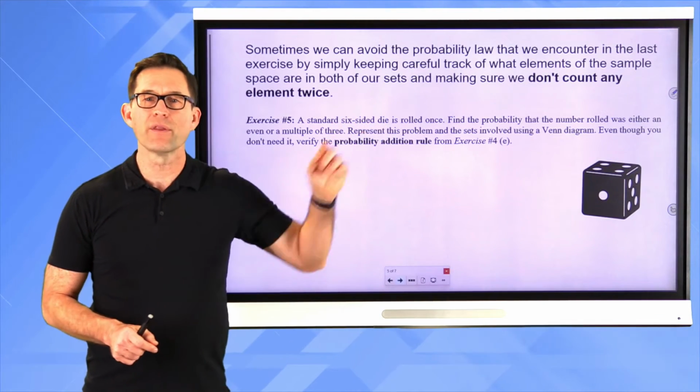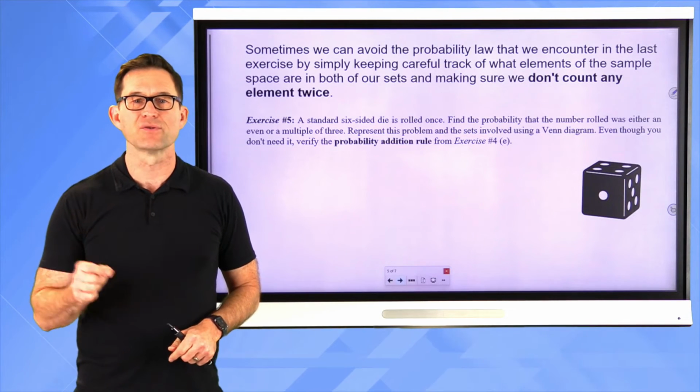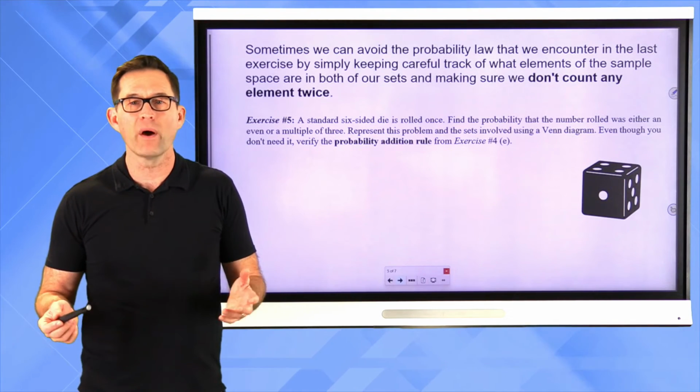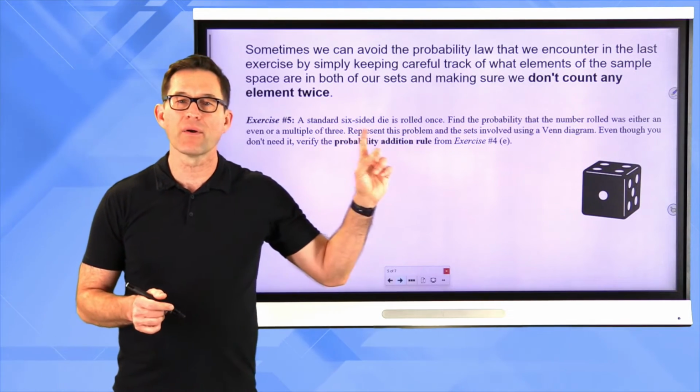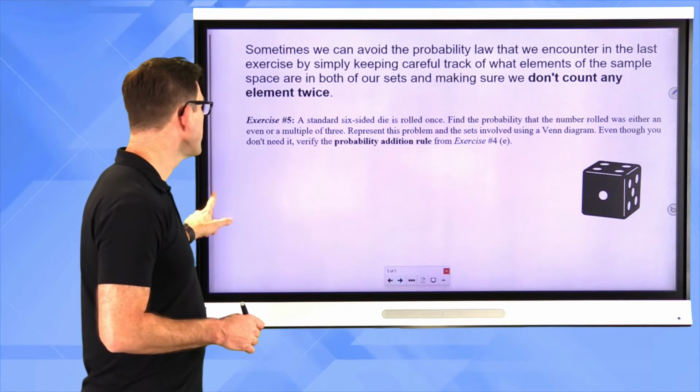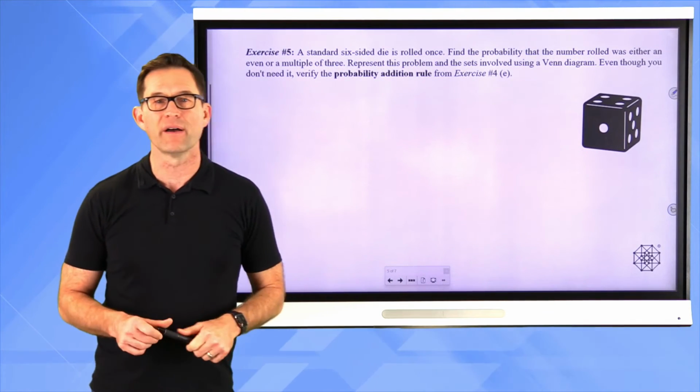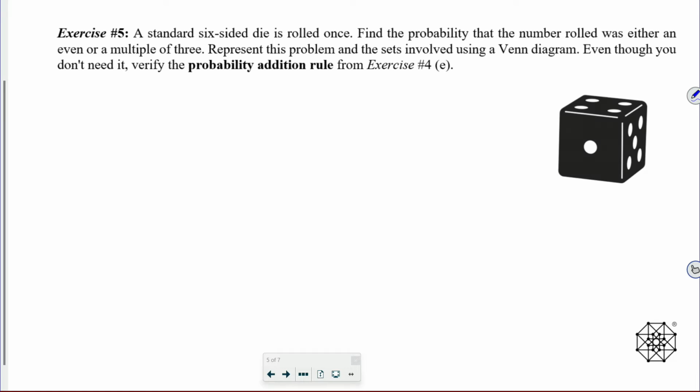Now, sometimes we can avoid the probability law that we encountered in the last exercise by simply keeping careful track of what elements of the sample space are in both of our sets and making sure we don't count any element twice. And let's look at a very easy example of that in exercise number 5. A standard 6-sided die is rolled once, so easy peasy, right? Find the probability that the number rolled was either an even or a multiple of 3. Represent this problem and the sets involved using a Venn diagram. Even though you don't need it, verify the probability addition rule from exercise 4E.